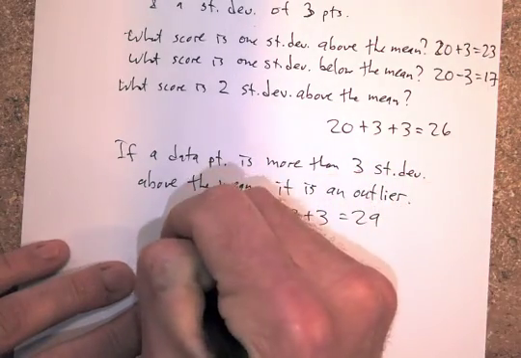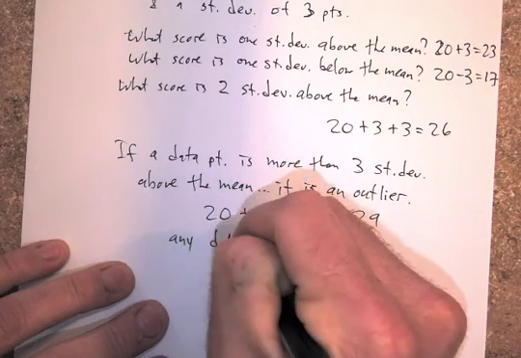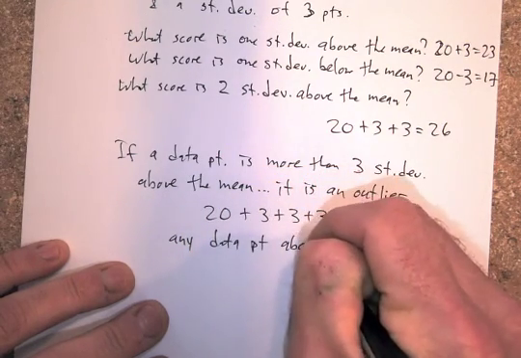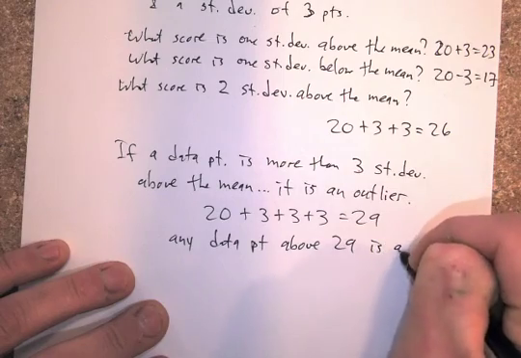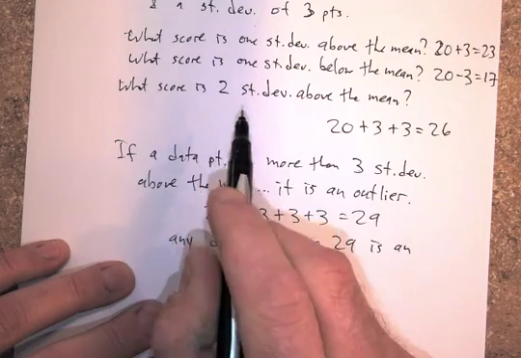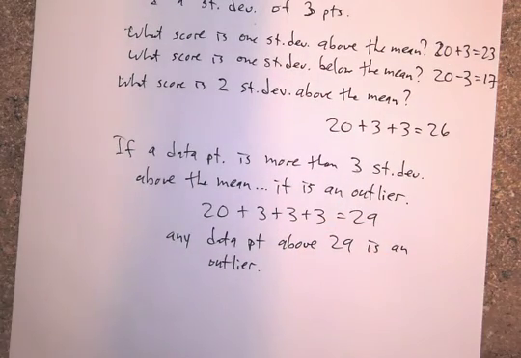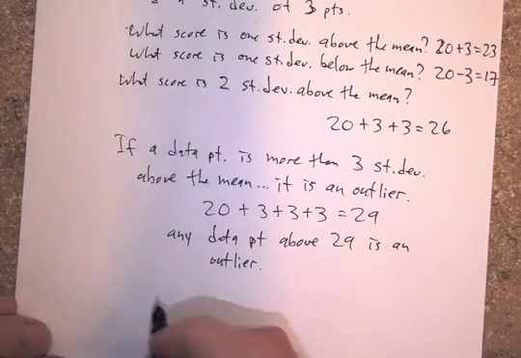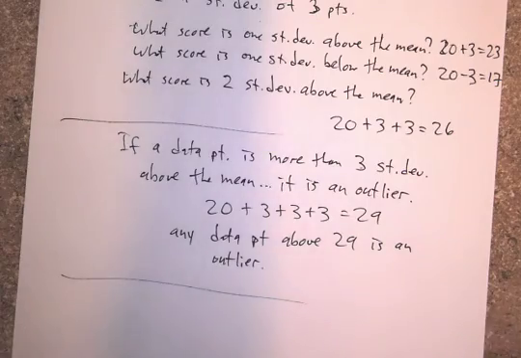So any data point above 29 is an outlier. So the question will be like, hey, if Fred scores 32 points in a game, is that an outlier? Well, yeah, so above 29. If he scores 29, is that? Well, no, that's right on the edge. It's not above. If he scores 28, no. But if he scores 30, 32, 50 points, those are outliers. Okay, so that's something you need to know on outliers.